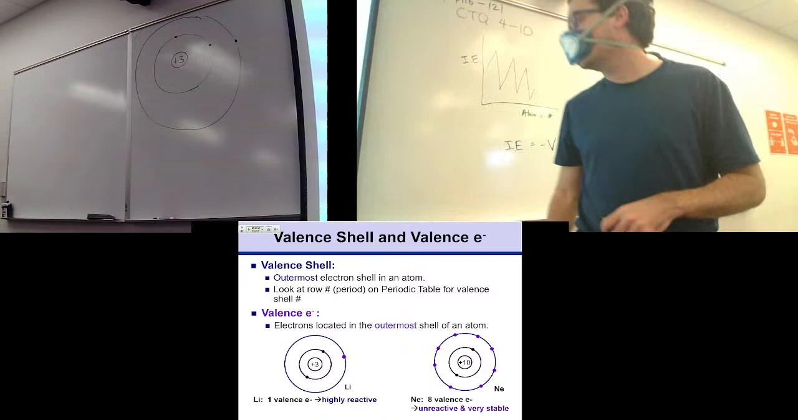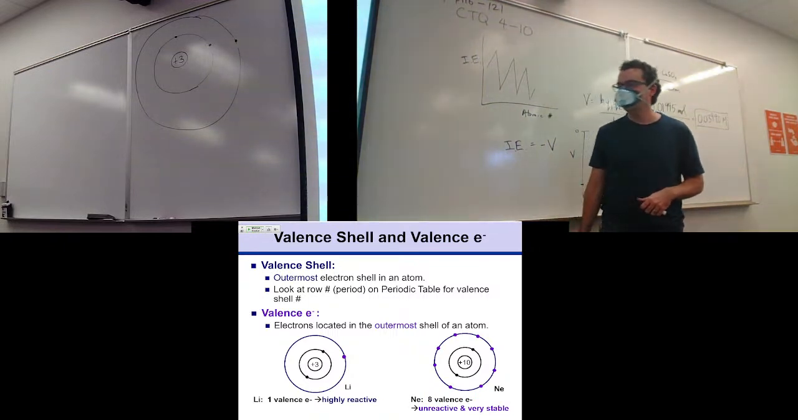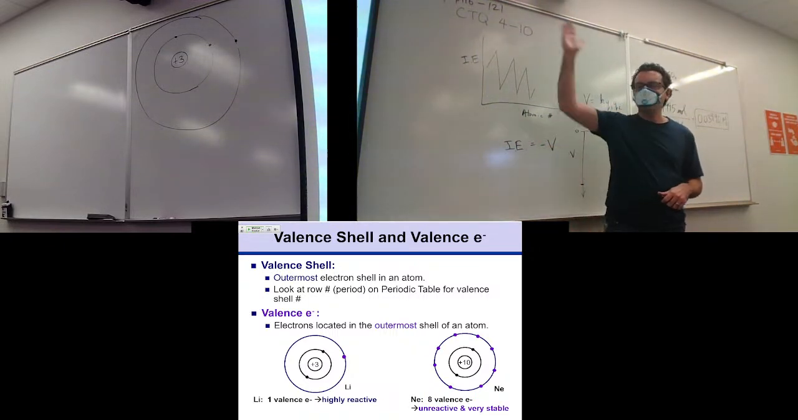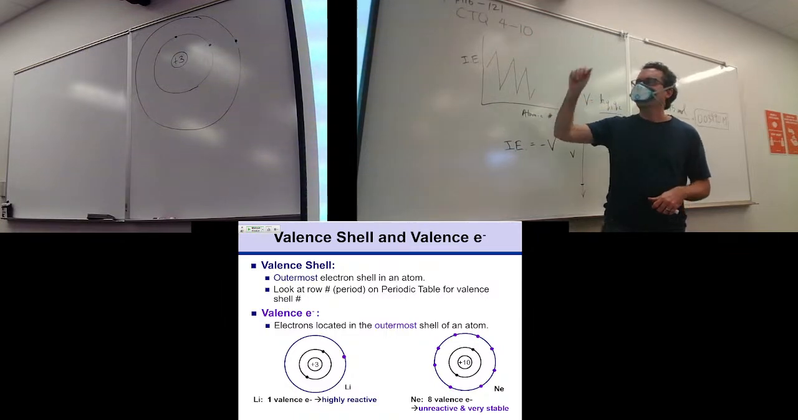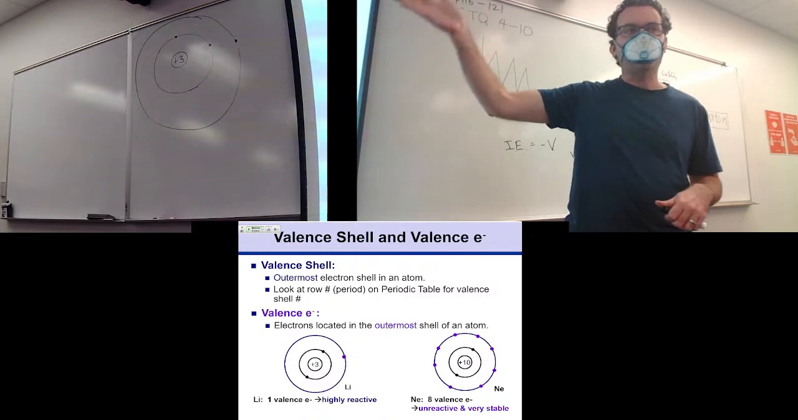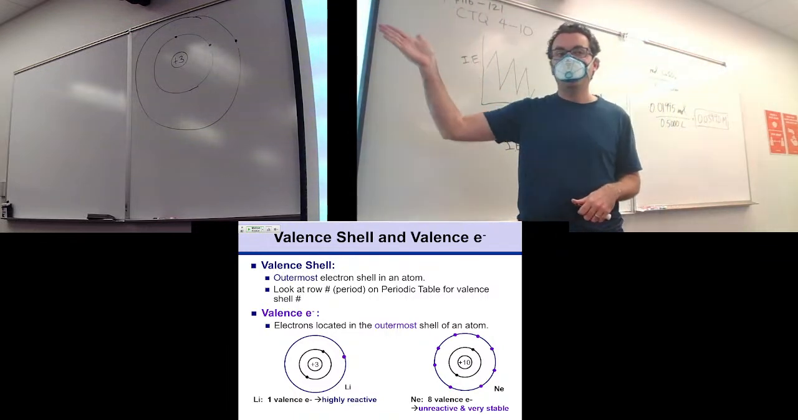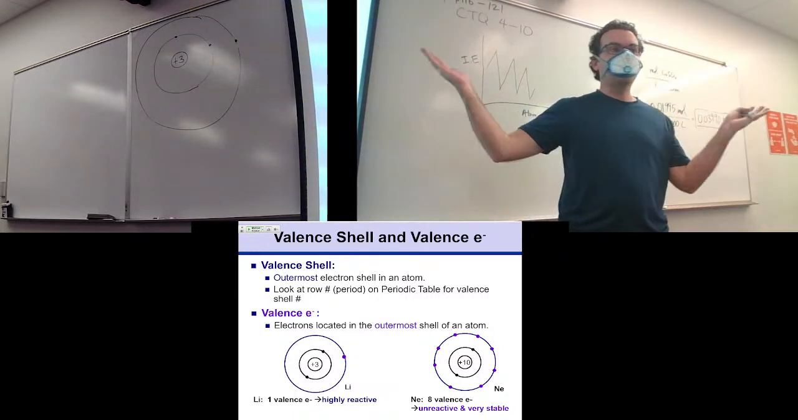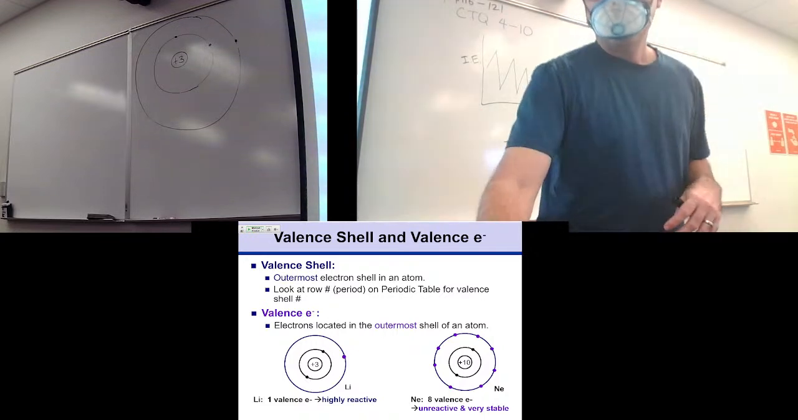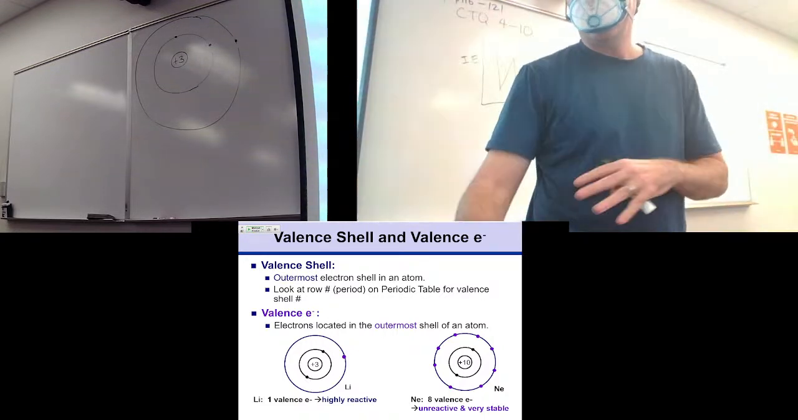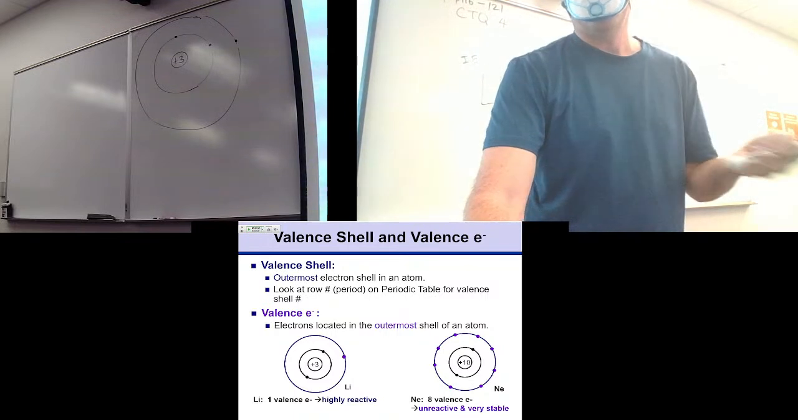Neon is a noble gas. It has 8 valence electrons. It's not a coincidence. Every single noble gas in that last column, except for helium, has 8 electrons in its valence shell. Somehow 8 valence electrons makes it inert, makes it unreactive. So these valence electrons are a clue to how reactive something's going to be.